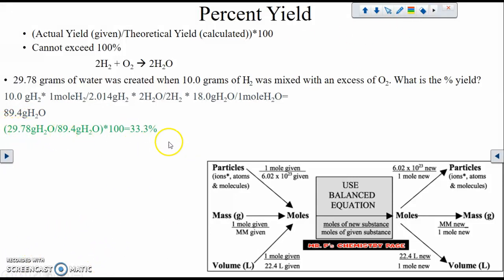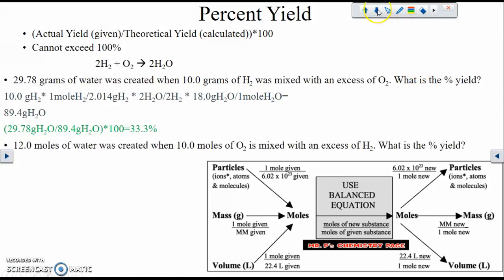So this is a very, very long problem, but you could also get percent yield problems multiple different ways. The other way is if they just give you moles of a product and moles of a reactant. So in this case, what we're going to be doing again is working from moles of oxygen to moles of water. And again, we will consider this moles of water to be non-existent.